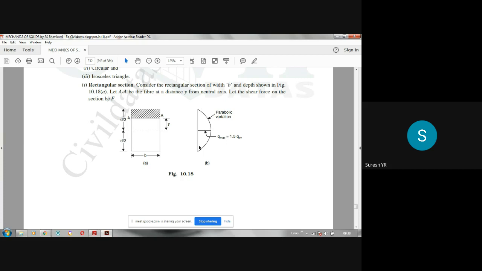So shear stress is always zero at the extreme fiber because there is no area above this and there is no area below this. So A into Y bar term will become 0. Therefore the shear stress at the extreme fiber is 0, which is opposite to that of bending stress. Bending stress is maximum at the extreme fiber. Bending stress is 0 at the neutral axis, whereas here shear stress is 0 at the extreme fiber. And shear stress is maximum at neutral axis in the case of rectangular section. It is equal to 1.5 times the average shear stress that we have proved.